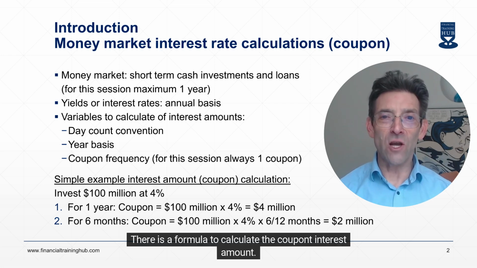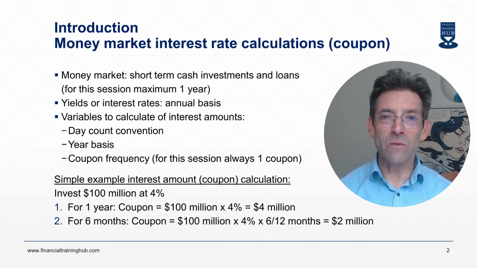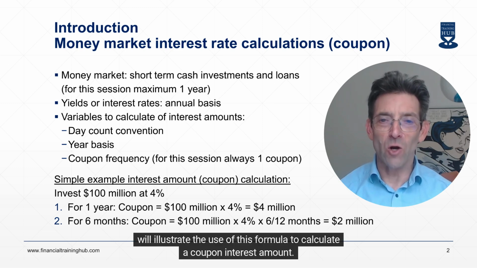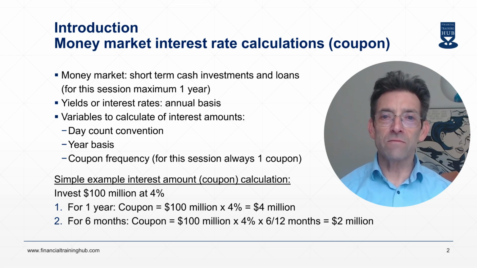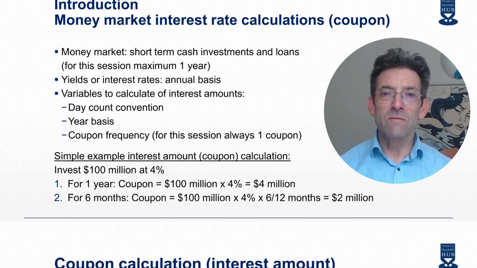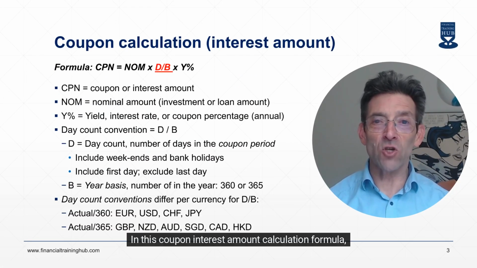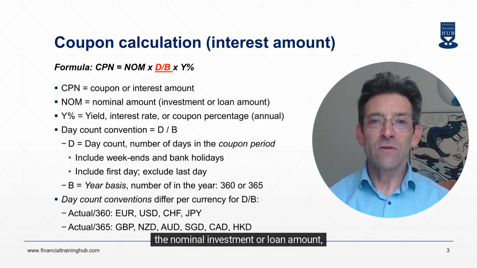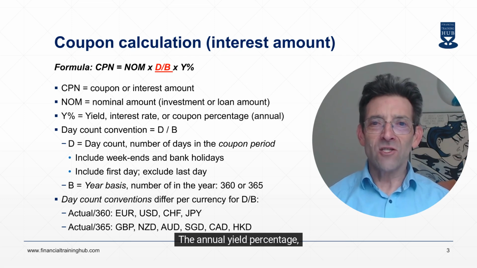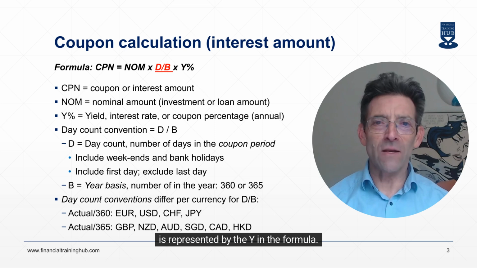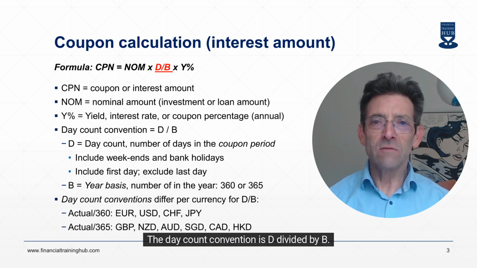There is a formula to calculate the coupon interest amount. The next example will illustrate the use of this formula. In this coupon interest amount calculation formula, the nominal investment or loan amount is multiplied with a day count convention and the annual yield percentage. The annual yield percentage is represented by the Y in the formula. The day count convention is D divided by B.